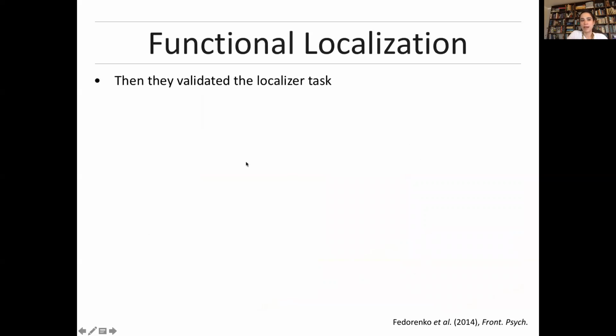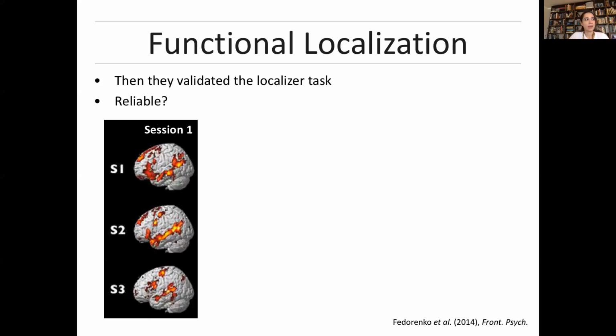So this group then validated this localizer task. We call it a localizer task because it localizes regions of the brain that we think are involved in language. So they tested whether or not they could reliably find these brain areas in every individual. And so these are 3 example subjects, subjects 1 activation, 2, and 3. You can see that they slightly vary across individuals, but they're approximately in the same spots. So here's Broca's, here's Wernicke's, and so on.